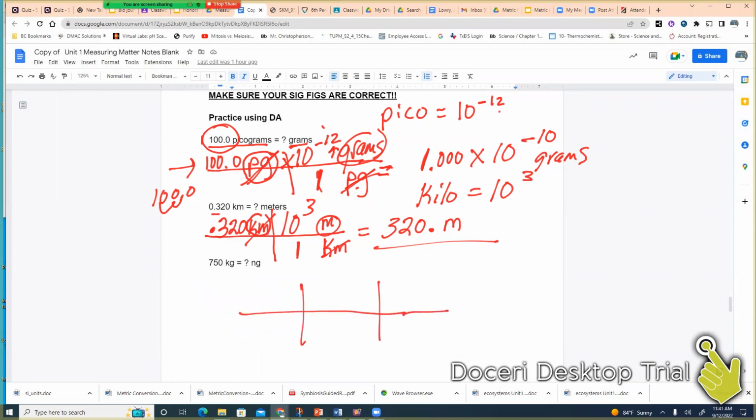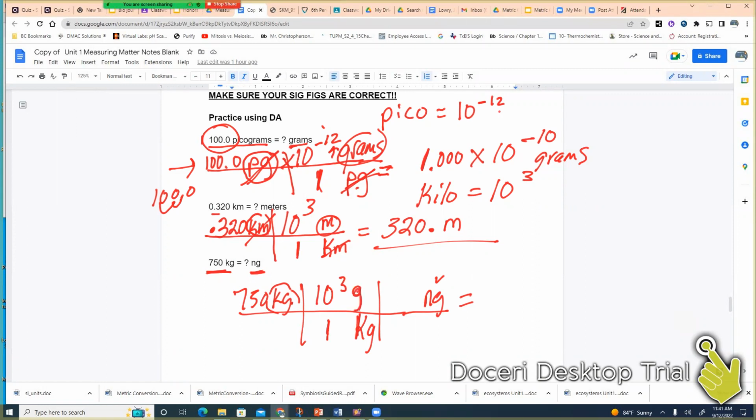So I'm going to start with my 750 kilograms, and I eventually want to get to nanograms down here. So start with what I was given, and then also I want to be sure to write where I want to go to. So follow my units. If I'm kilograms here, I have to be kilograms down here because that's what I need to cancel. So what's going to go with my kilograms? 1, and what's going to go opposite? 10 to the 3rd grams, right?